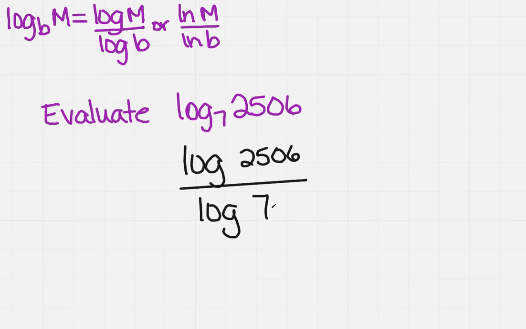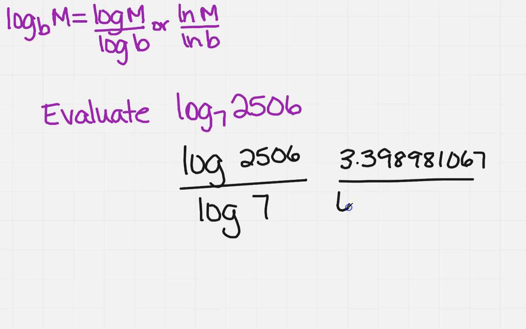So if I find the log of the first one, it's 3.39891067. Remember, you don't want to round until you get to the very end. And then on the bottom I have another really nice small number.